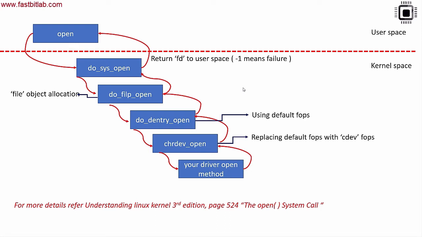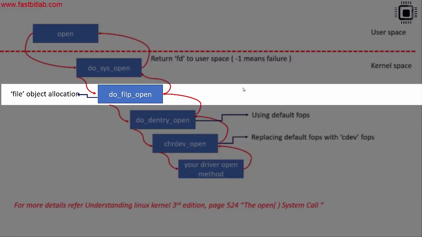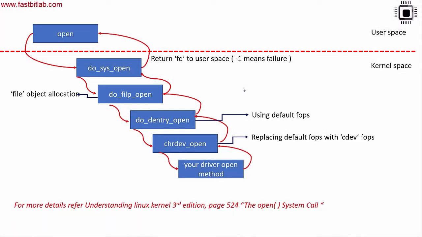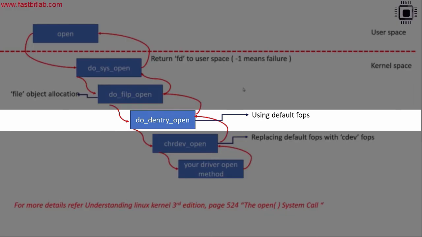It first executes the do_sys_open kernel function in the kernel space, and that calls the do_filp_open function. This is the place where a file object will be created. Remember what I said in the previous slide, for every open, a file object will be created in the kernel space. That file object creation happens in this kernel function, do_filp_open, because the file object controls an open file. And after that, do_filp_open calls do_dentry_open.